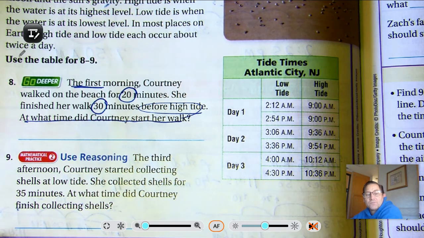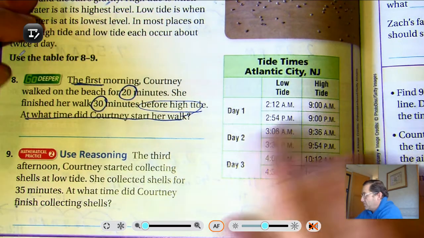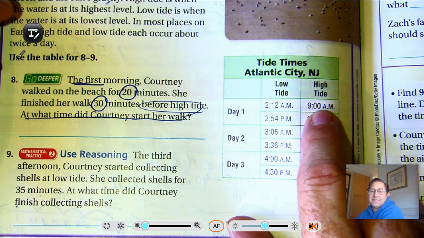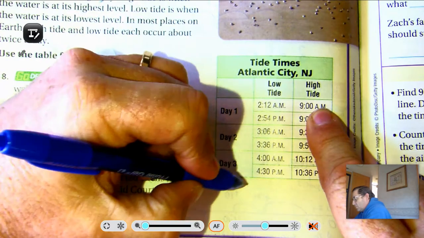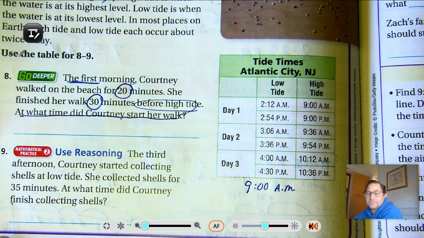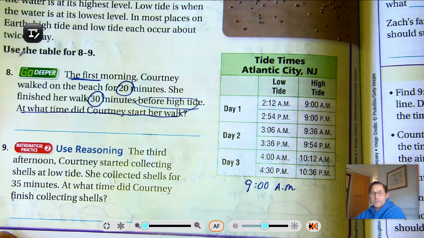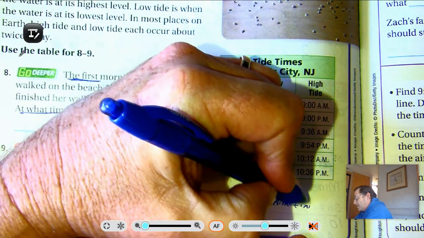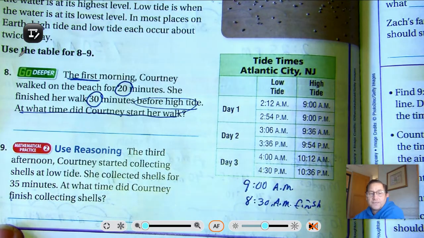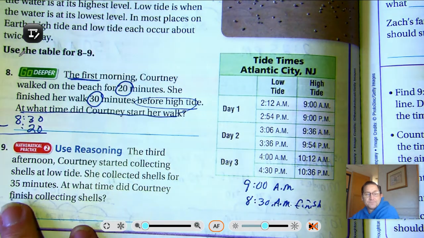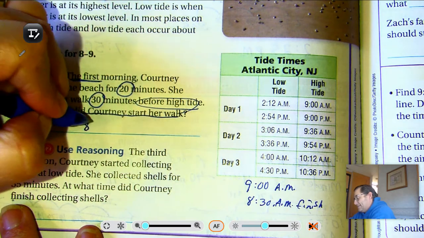So let's start by figuring out 30 minutes before high tide on first morning. So first morning's here, and it says, so we want the AM time, and she finished 30 minutes before high tide. So what's 30 minutes before 9 o'clock? Well, if we went backwards 30 minutes, we'd be at the 6 on the clock. So that would be 8:30 a.m. So she finishes walking at 8:30. She walked for 20 minutes. So 8:30 minus 20 minutes. She started at 8:10 a.m.